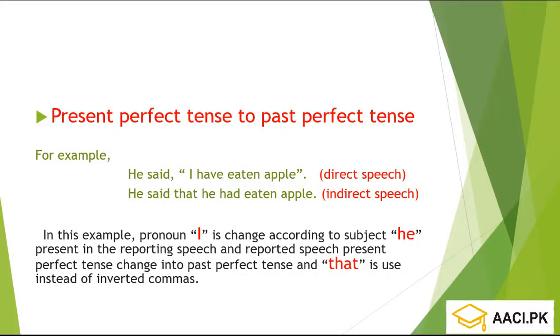Present perfect tense is converted into past perfect tense. For example, he said, I have eaten apple. He said that he had eaten apple. In this example, pronoun I changes according to the subject, that is he, that is present in the reporting speech. And in reported speech, present perfect tense changes into past perfect tense, and that is used instead of inverted commas.